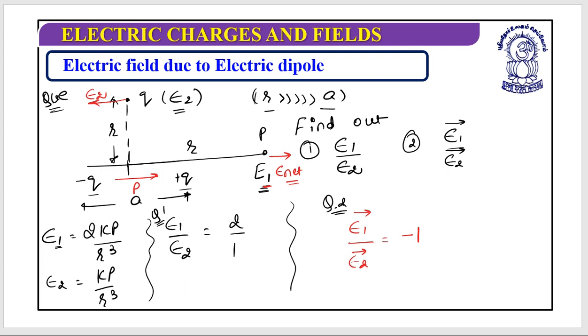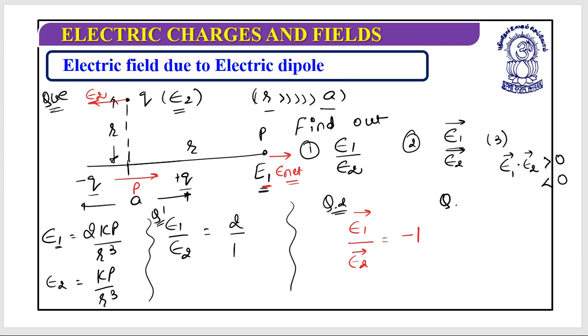Can you get it? Okay, shall I add one more question to this? If they ask whether E1 dot E2 is greater than 0 or less than 0, think. They are asking whether E1 dot E2 is greater than 0 or less than 0. That I need to find out: E1 dot E2.